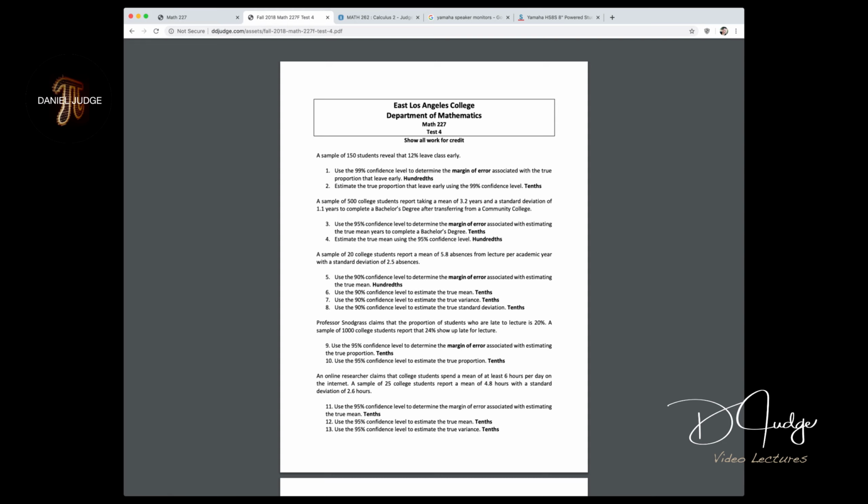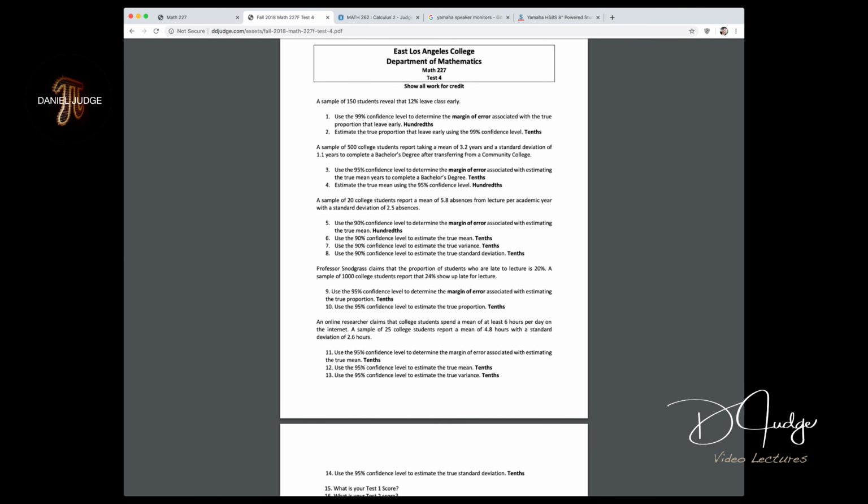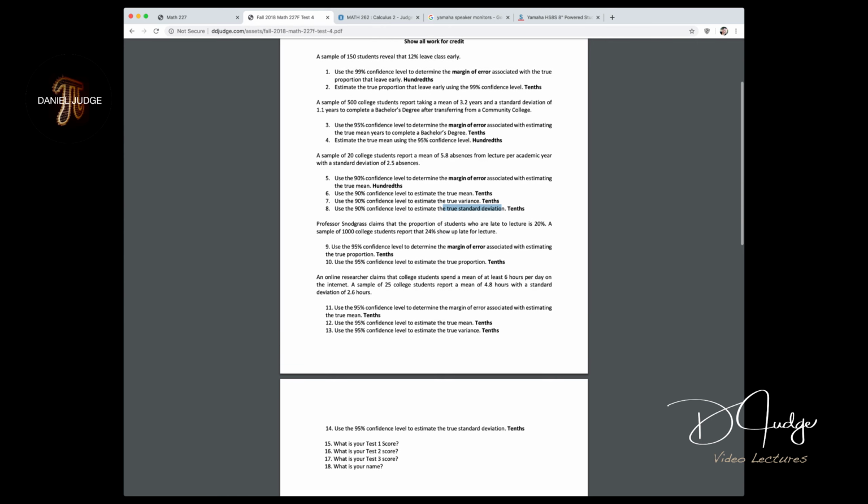The next one's about estimating mu. And it looks like it's a large sample. The next one's estimating mu for a small sample. And you got 5, 6, 7, 8. You're estimating a true mean, small sample. You're estimating the true variance. You're estimating true standard deviation. So here's some good questions for this particular test 4. And you guys, of course, are going to have estimating sample size.